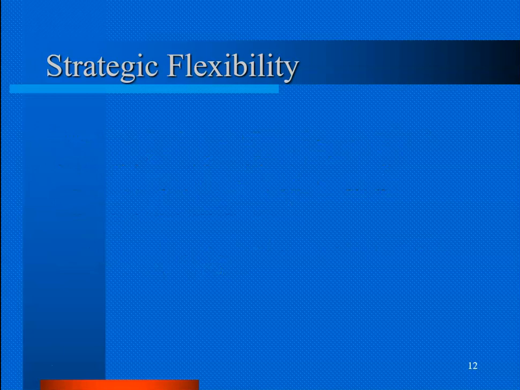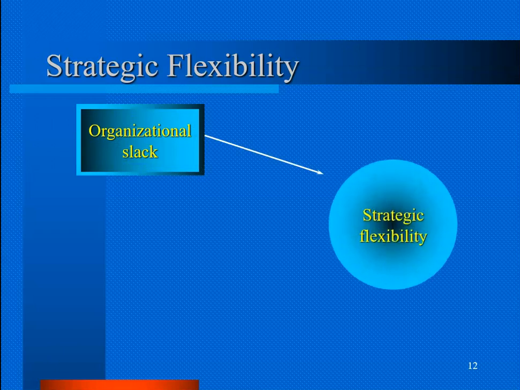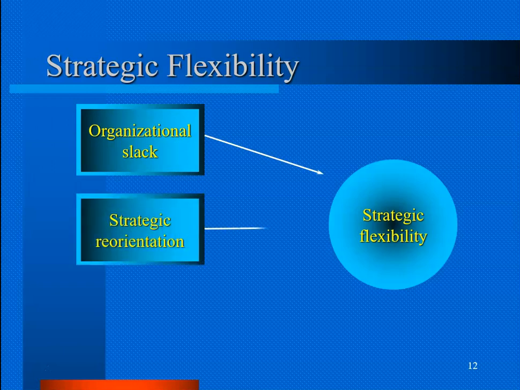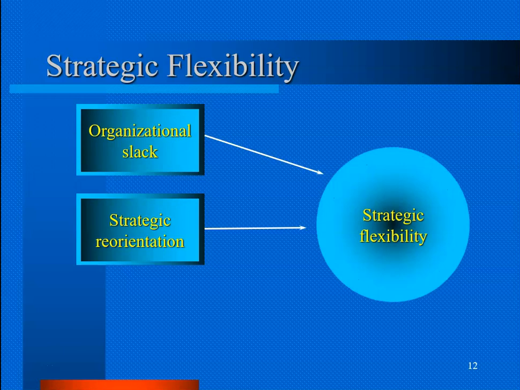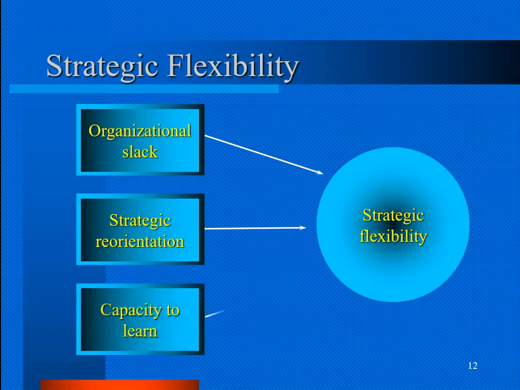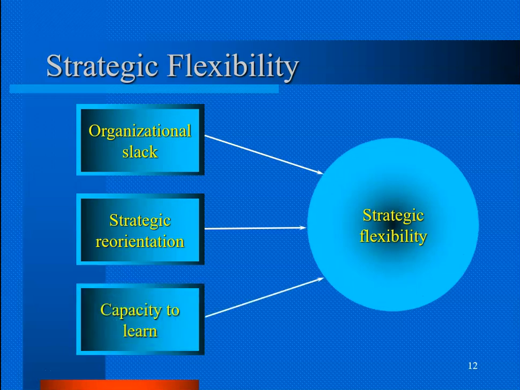But how can firms now maintain their strategic flexibility? First of all, they have to have some amount of organizational slack. So they can't be too rigid. They must be able to respond quickly to changes in the external environment. They also have to be able to engage in some amount of strategic reorientation. So you have to make the necessary changes and adapt to the new normal and kind of replace the knowledge that you had before with the new knowledge as it arises. You also have to have the capacity to learn, the organization in general.